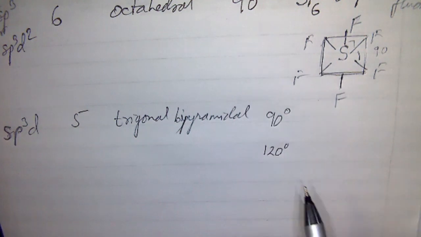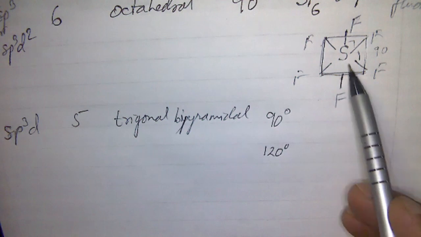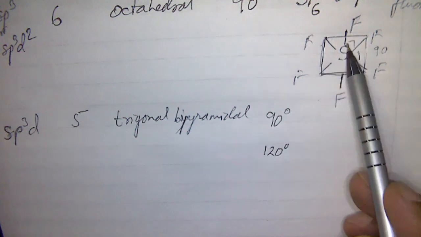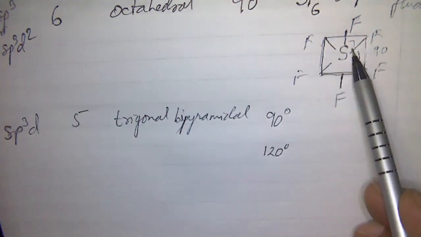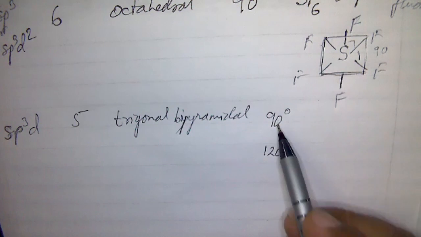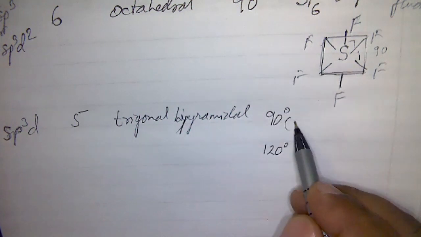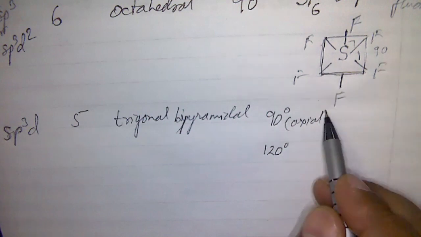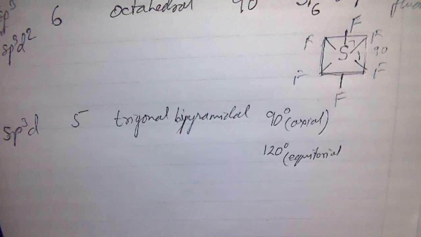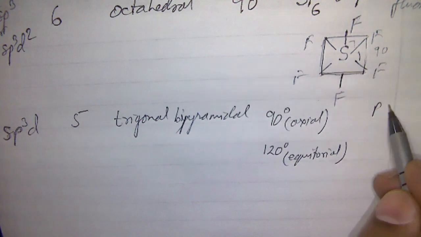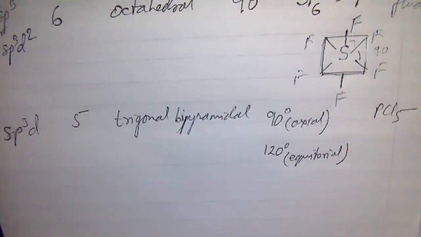Now this 90° is something similar like this. This is above and below. These are the axial ones, and these are on the same plane, so these are called equatorial. So this 90° is the axial one, and this one is the equatorial one. So axial ones are 90°, and the other one is 120°. Example you can take is PCl5.